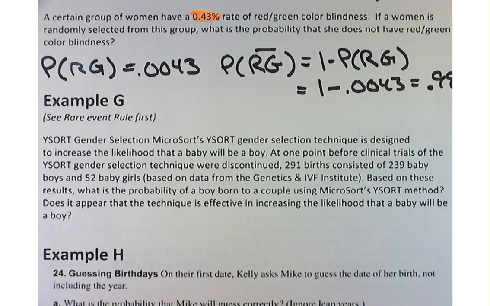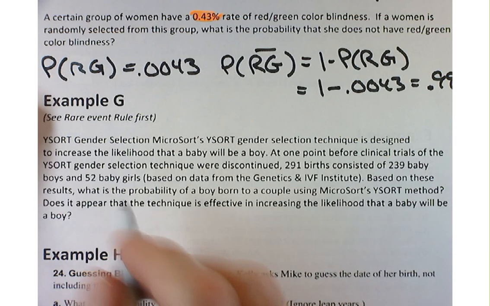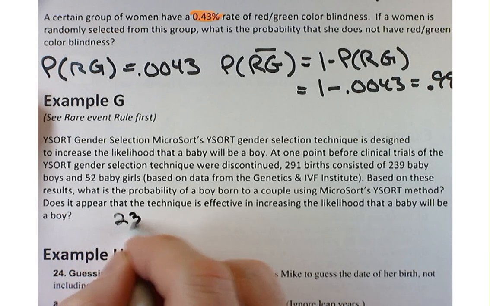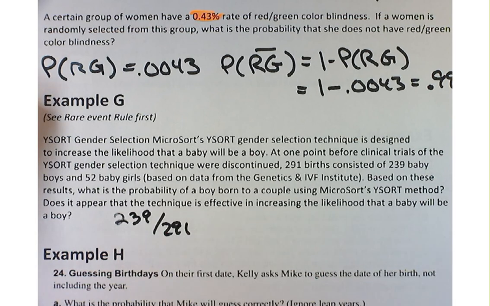Well, if it was a 50-50 chance, then you'd probably expect maybe, I don't know, around 145 boys. You're doing way better than that. So if we just take these as the basis for our probability, 239 divided by 291, that's a pretty big step up from the 50-50 that you would expect without this method. So 239 divided by 291, 82%. Wow, that's really high.